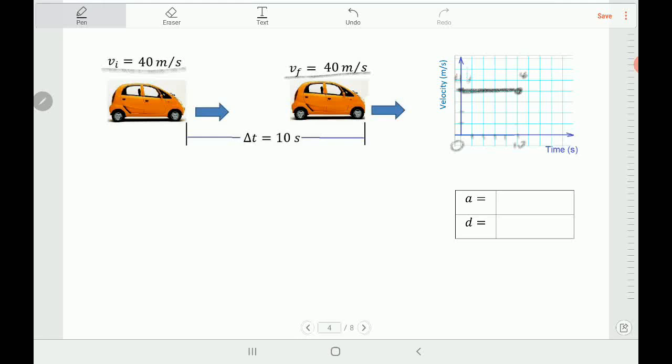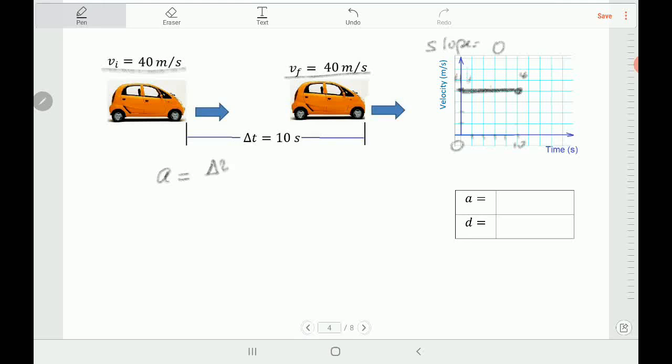What do you observe here? We observe that the slope of the straight line is equal to 0. Why? Because there is no change in the y-axis. There is no change in the velocity. The deviation is equal to 0. It is parallel to the x-axis, so the slope is equal to 0. What does it mean? Okay, let's write the equation.